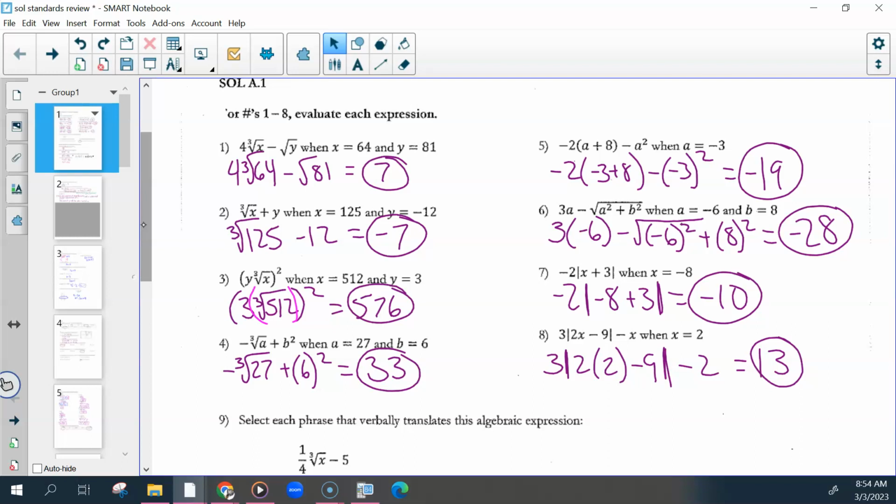Number 2 was -7. Do you need one of these? Hold on. Anyone else need one of these before I forget?